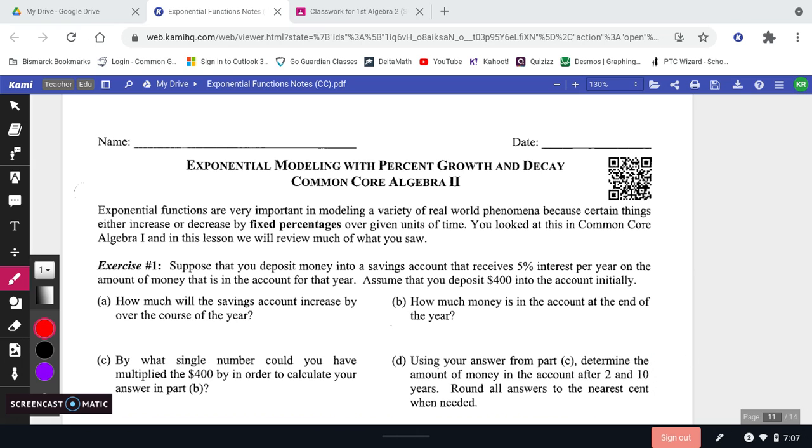If your exponential function has a growth value of greater than 1, then it's increasing, or it's exponential growth. If your exponential equation has a growth factor between 0 and 1, it will be decreasing when you graph it, and that will give you exponential decay.